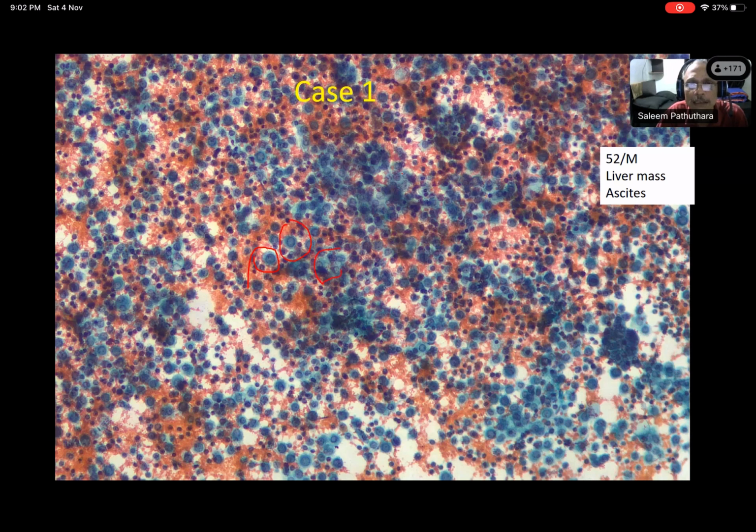These are single cells and loose clusters. Loose clusters, yeah, single. There are no sheets. Sheet means a two-dimensional large sheet. Somewhere down the line we'll see a sheet. So this is not a sheet. This is at the time of preparation.